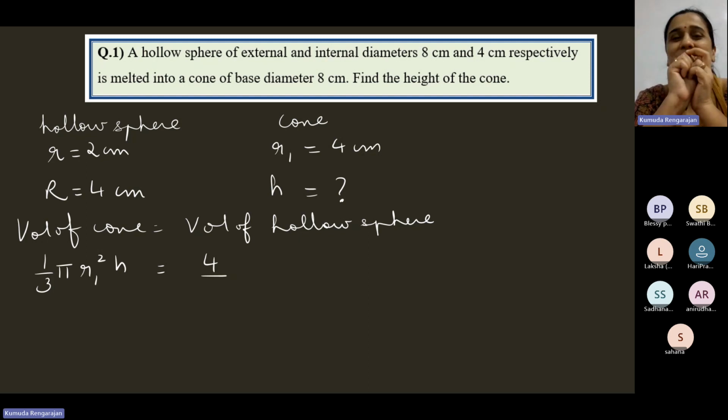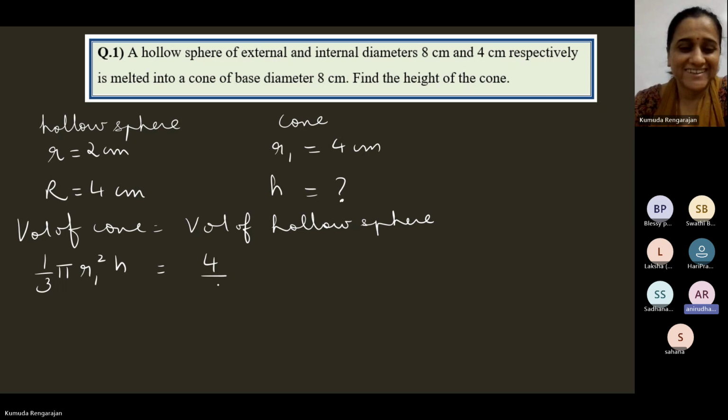You're saying the formula like you're ordering something in the restaurant. I want one dosa. Yeah, completed. Then you're thinking, what shall I take? Ma'am, 1/3 pi r cube, ma'am. Oh, Anirudh.